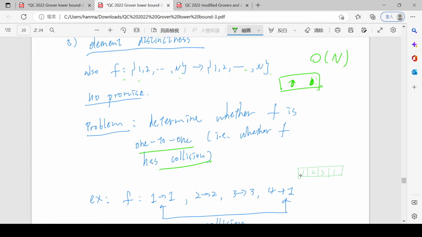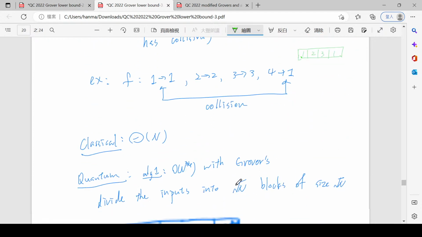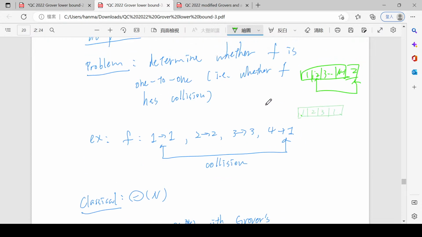For example, your function can be this. Let's write this longer. Your function can be 1, 2, 3, up to n minus 1, and 2, so you only have 1 collision out of your whole n squared pairs. So it's much harder to find this collision because the number of collisions can be much smaller. So we expect both the quantum and the classical query complexity to be larger.